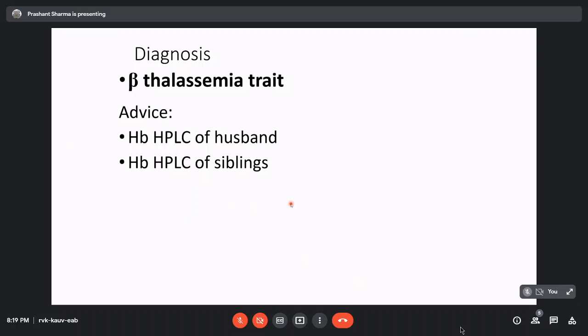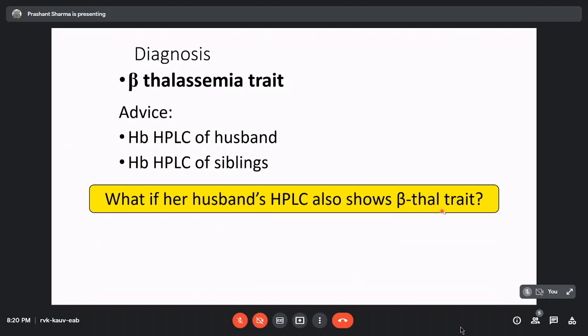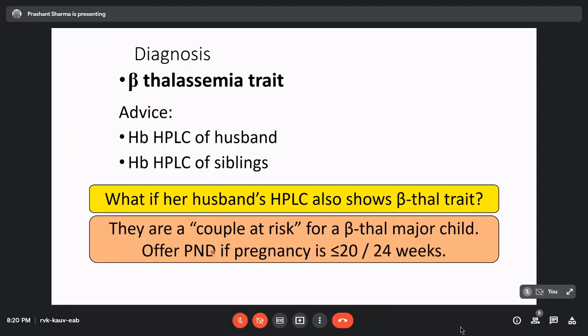So at this stage, we'll advise HPLC of her husband as well as that of her brothers and sisters, because they are likely to have a 50% chance of having thal trait as well. So what happens if her husband's HPLC also shows beta thal trait? Well, then they have become a couple at risk, which means that they have a 25% chance of having a beta thal major or a transfusion dependent beta thalassemia child. So if the period of gestation is less than 20 or 24 weeks, depending on how many doctors' opinion you need, you can offer her prenatal diagnosis if the couple wants it. We will let you know if your baby is affected.